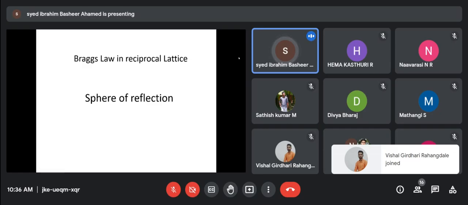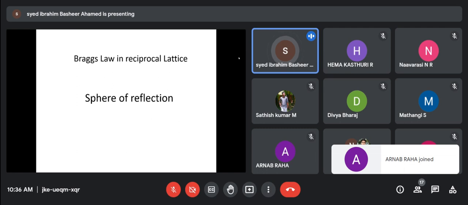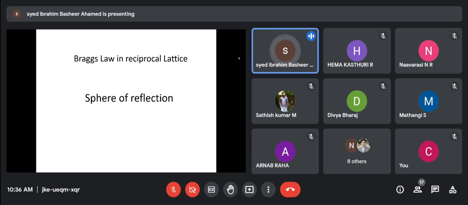And reciprocal lattice. So lattice is like an imaginary construct. For mathematical convenience, we are converting the real lattice into the reciprocal lattice. That's what we saw in the previous classes. So today we are going to see Bragg's law in the reciprocal lattice.